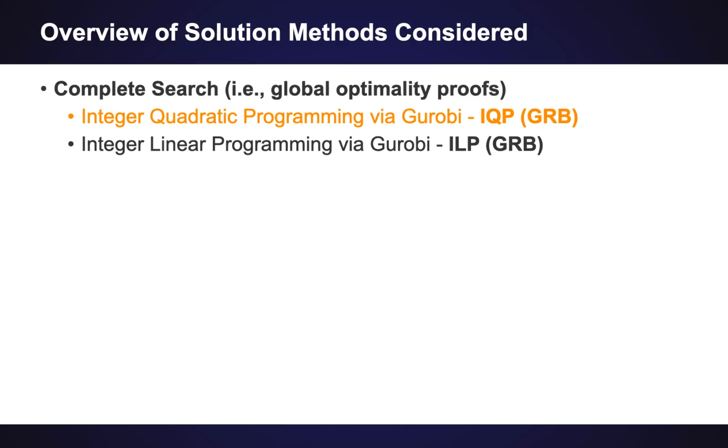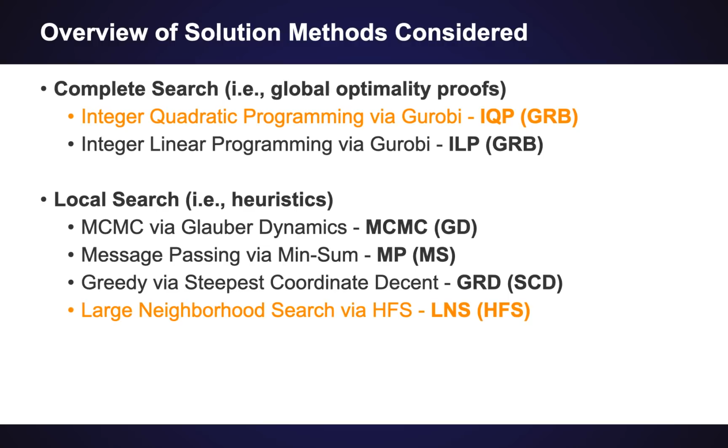Now, what different types of solution methods are we going to consider? There's two big categories, complete search and local search. The complete search solvers provide global optimality proofs, so they have guaranteed convergence and can provide proofs of the correctness of the solution. We're going to check integer quadratic programming and integer linear programming. We also did local search heuristics, some based on Glover dynamics, some based on belief propagation, some basic greedy things.